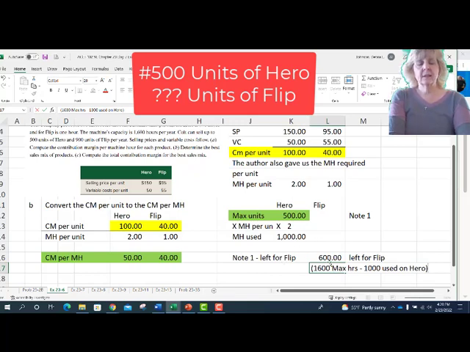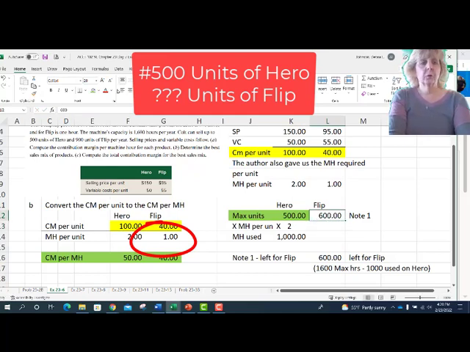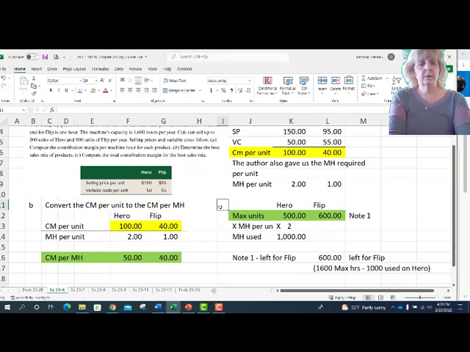So if I have 600 hours left and each one takes 1 machine hour per unit, that means I can make 600 of these flip phones. So there is my optimal strategy. I'll call this letter B. It's actually part of this letter B.